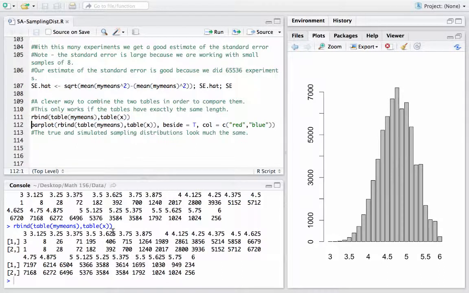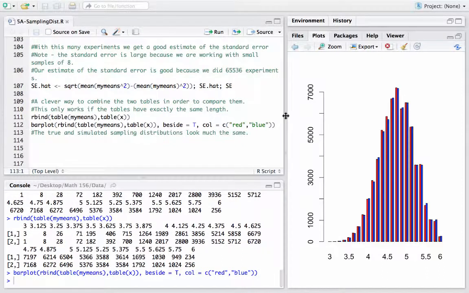And we can bar plot them, telling R that we want to see them beside each other, so beside equals true, and color one red and one blue. And you see that we get basically that our true distribution and our sampling distribution come out to be very similar.